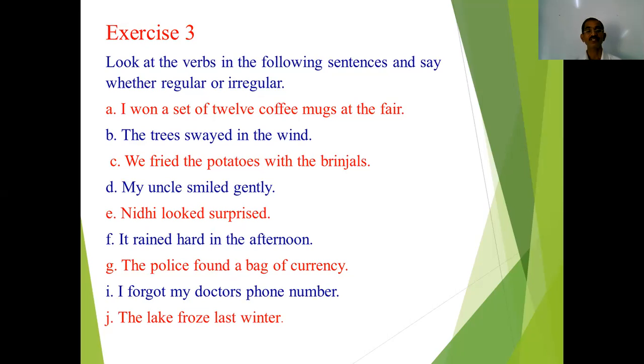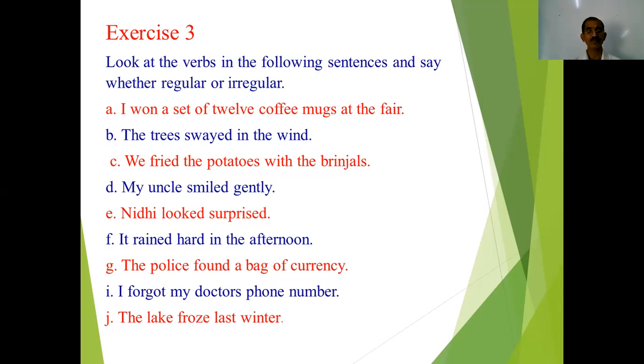Look at the verbs in the following sentences and say whether they are regular or irregular verbs. I own a set of 12 coffee mugs at the fair. Here the main verb is own. There is no ed, so it is an irregular verb. Second, the trees swayed in the wind. Here sway is the main verb, in which ed is added to the root word sway. So it's a regular verb, swayed.